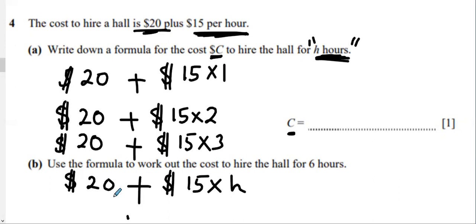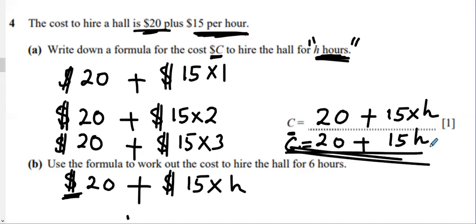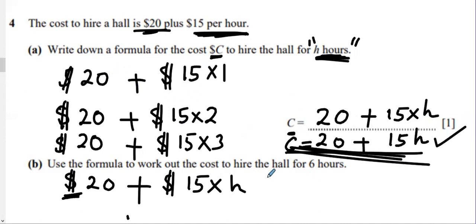Now to avoid confusion, simply write your formula as follows: 20, ignoring the dollar sign, plus 15 times H. Or you can simply write 20 plus 15H, since 15 times H is 15H. So you can write C equals 20 plus 15 times H, or simply C equals 20 plus 15H. I think this is the best option, so go for that. All right, that is clear. You can pause the video and copy the solution.